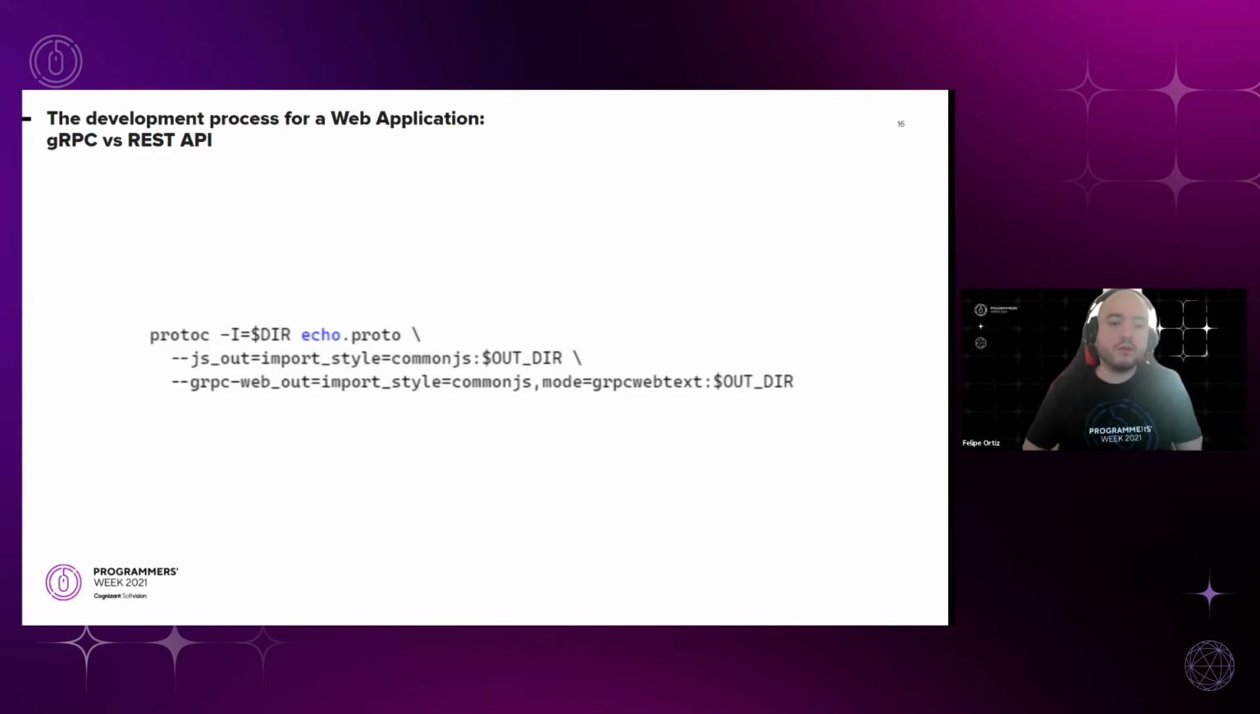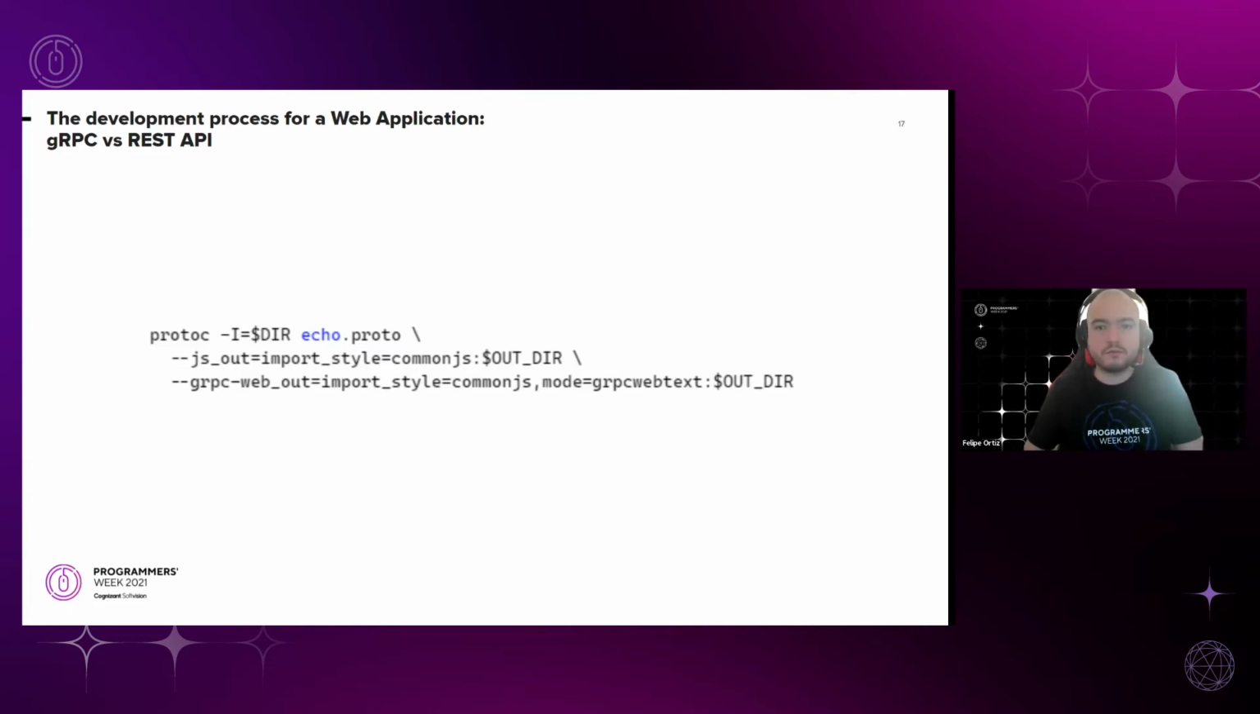When the tool has finished, it will drop 2 files on the specified location. One that contains the gRPC-Web client that will interact with your backend, and the other one contains your protobuf definitions in your JavaScript.